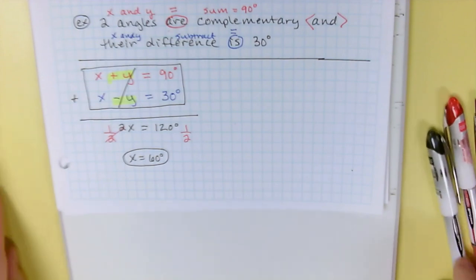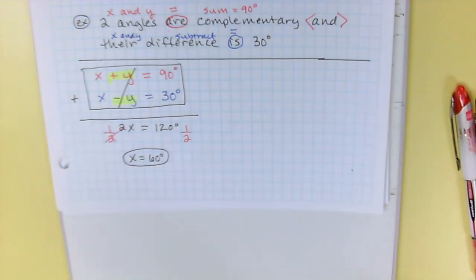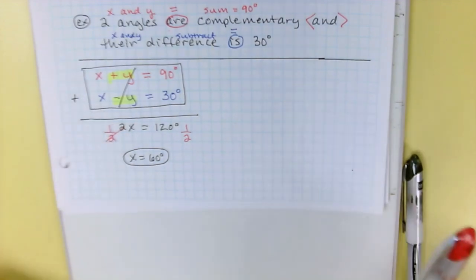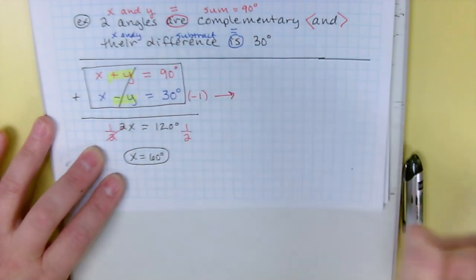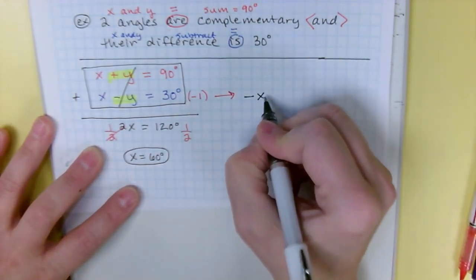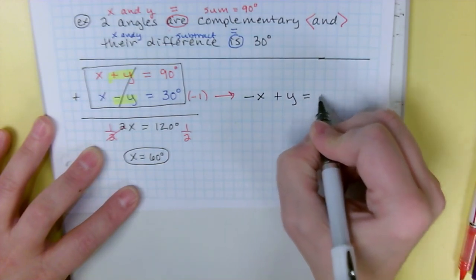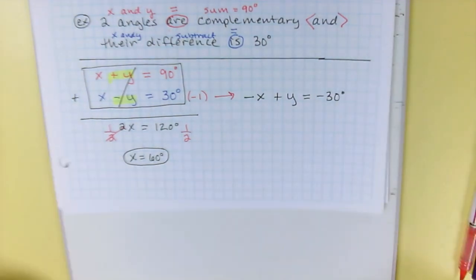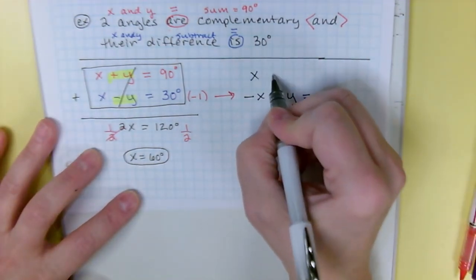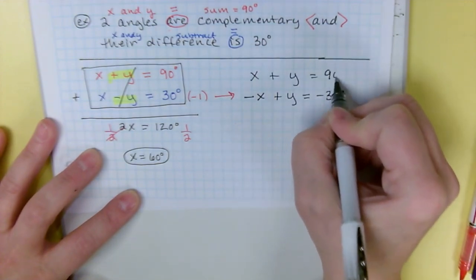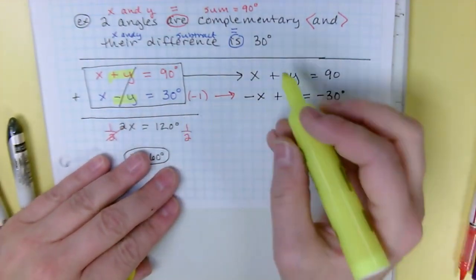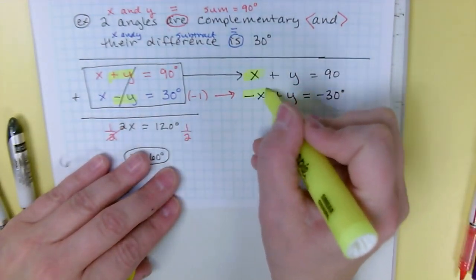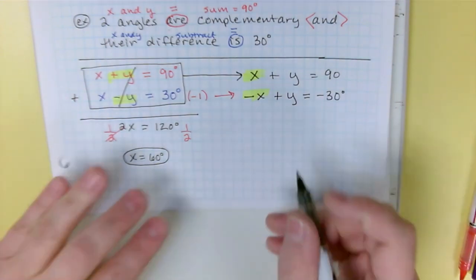Now we're going to eliminate the X's. Now we have a 1X and a 1X. So I need one of them to be a negative X. So you can pick which one, but I'm going to multiply the second equation by a negative 1 because that will give me negative X plus Y equals negative 30 degrees. And the first one's good the way it is. X plus Y equals 90. I'm just going to recopy that one without changing it. So by multiplying the second one by a negative 1, I now have opposites for my X's.